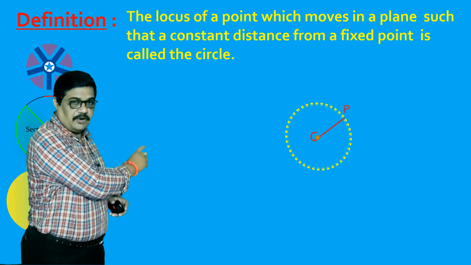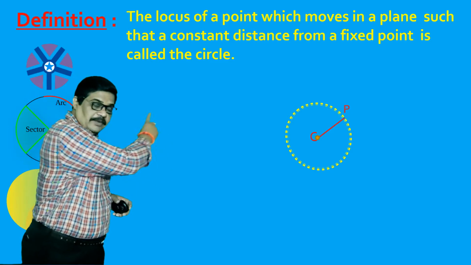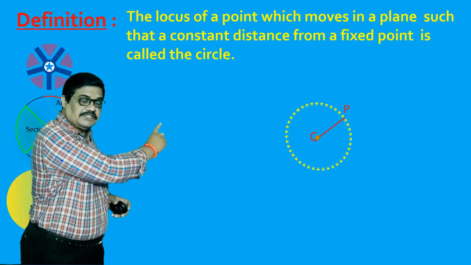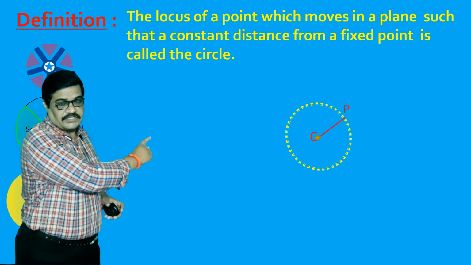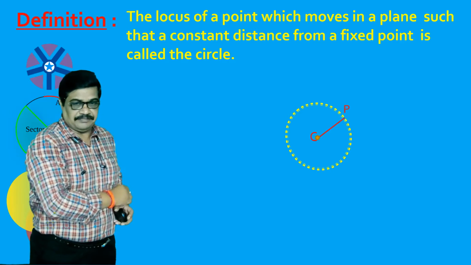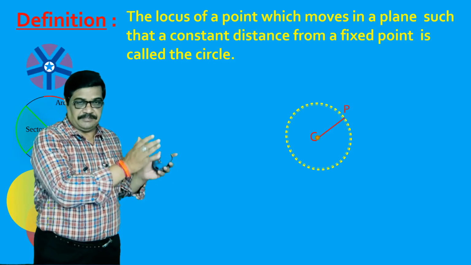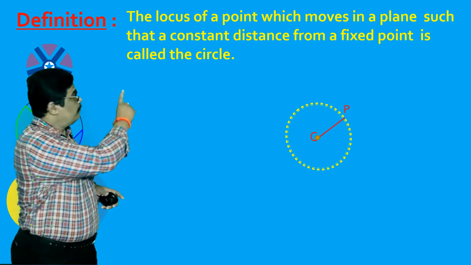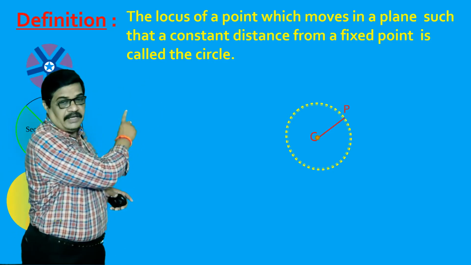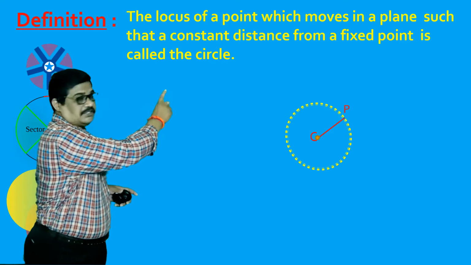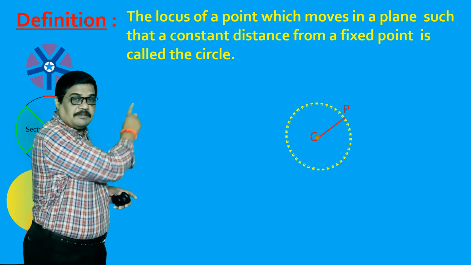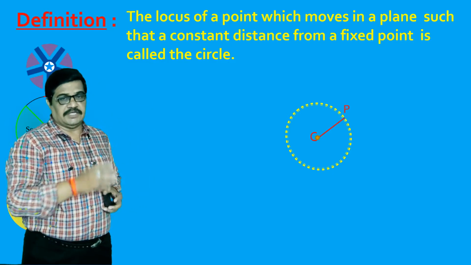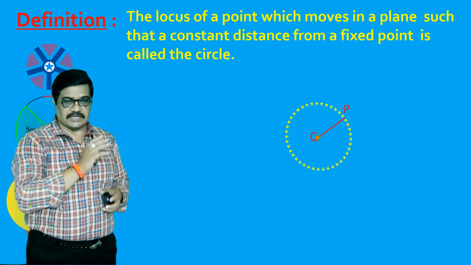C is the fixed point and P is the moving point in the plane that moves at a constant distance from the fixed point C. That is the definition. See the definition once again. The locus of a point which moves in a plane such that it is at a constant distance from a fixed point is called the circle. That is the mathematical definition of the circle.